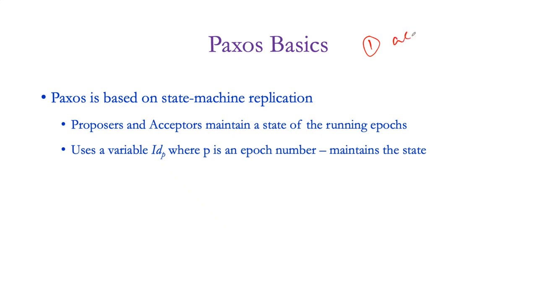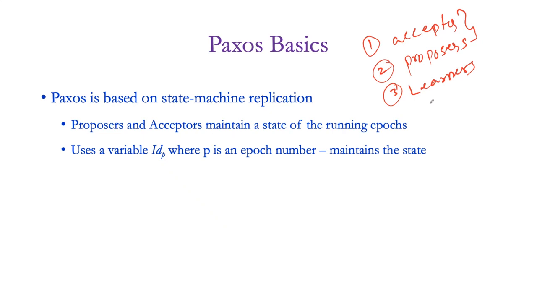One is the acceptor, another one is the proposer, and the third one is the learners. Right? These acceptors and proposers play a major role, and the learners cover both proposers as well as acceptors when everyone agrees to a particular consensus.